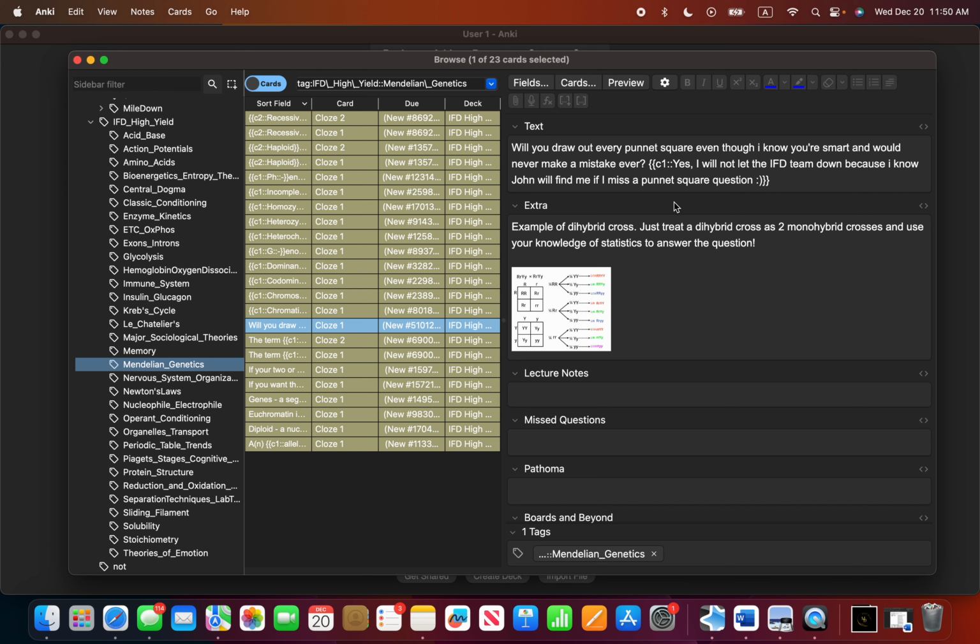Example of dihybrid cross: just treat a dihybrid cross as two monohybrid crosses and use your knowledge of statistics to answer the question.